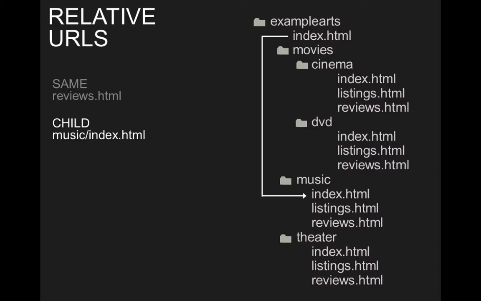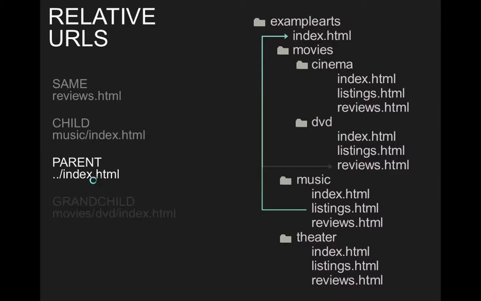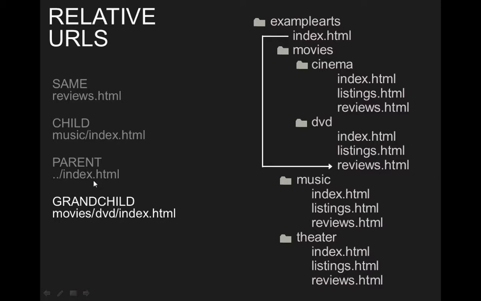But if you're in index.html and you want to access this index.html, like I mentioned previously, you'd have to go music/index.html, because it is within this particular folder. Now, if I want to access index.html from listings.html, I have to use .. which puts me in the directory above. Right now I'm in music, so it puts me in the directory for example arts, and I can access index.html from there. So the dot dot allows you to move back up the folder.